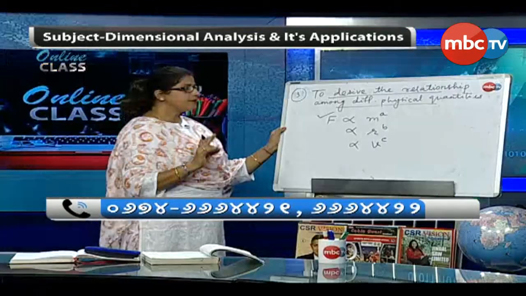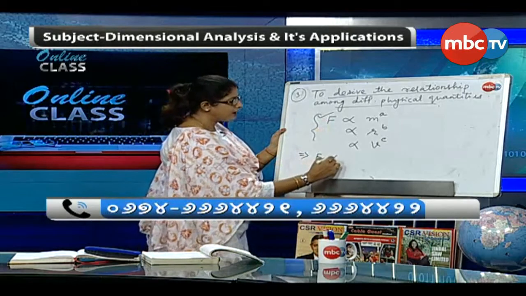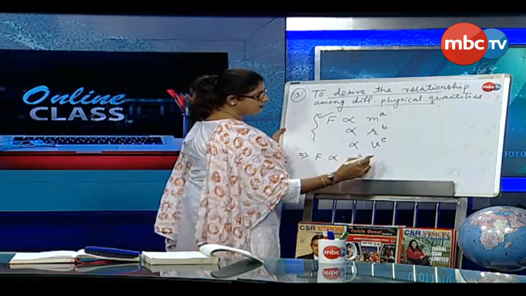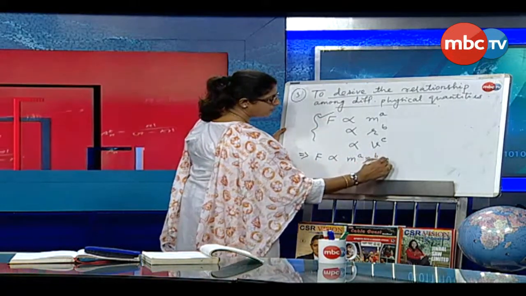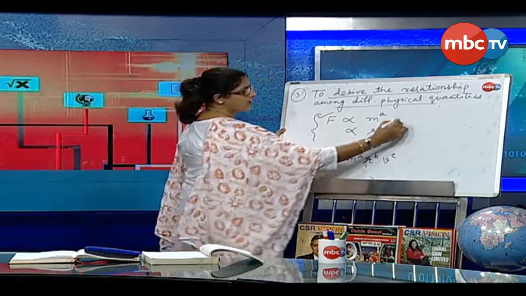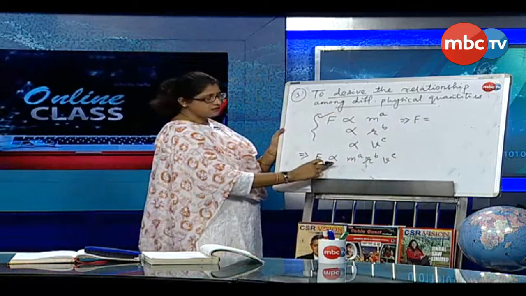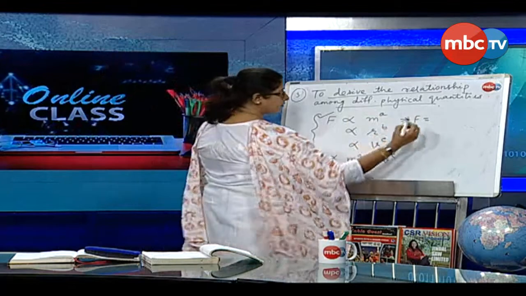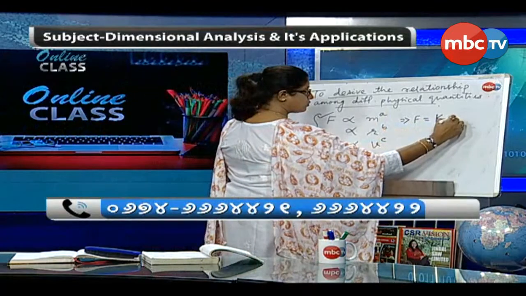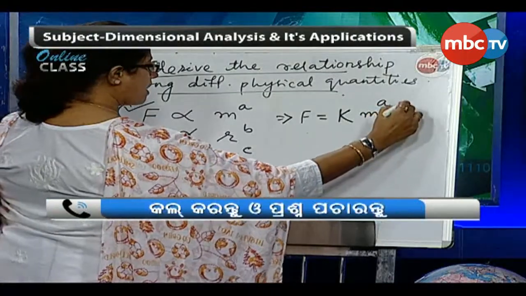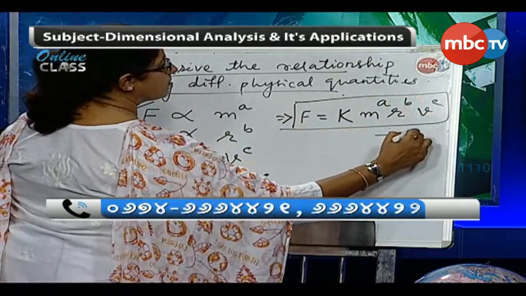How they depend, we do not know. So, combining, we can write F is proportional to m to the power a, r to the power b, v to the power c. Or we can write it as, note it down all of you, F is equal to, I will replace the proportionality by an equality sign and put a proportionality constant k, which is dimensionless. So, I will write m raised to a, r raised to b, v raised to c. Let it be equation 1.